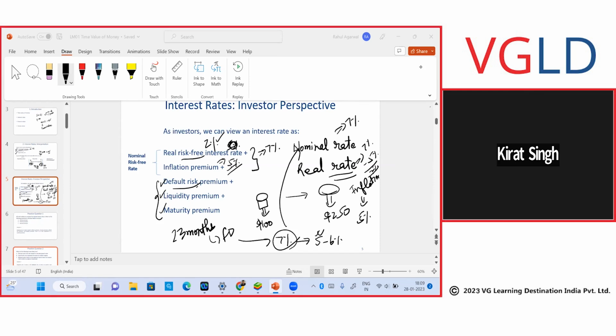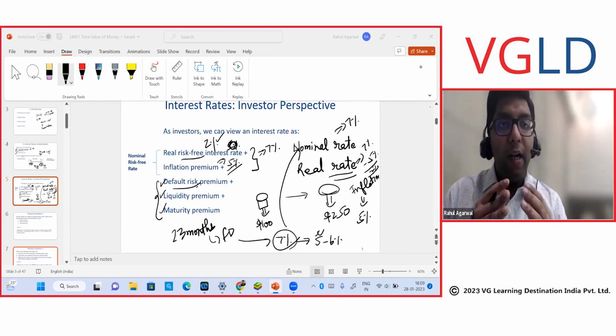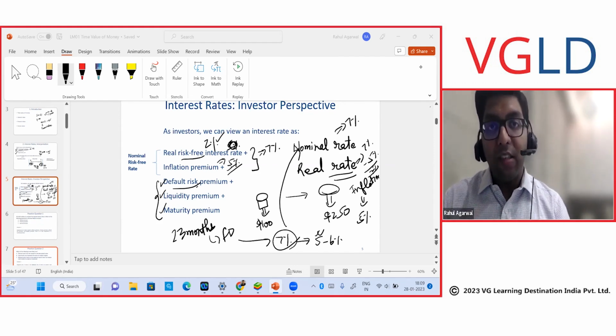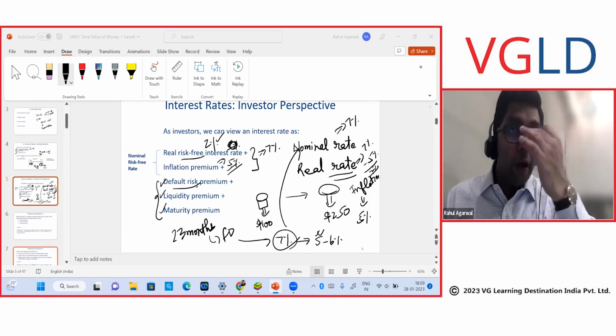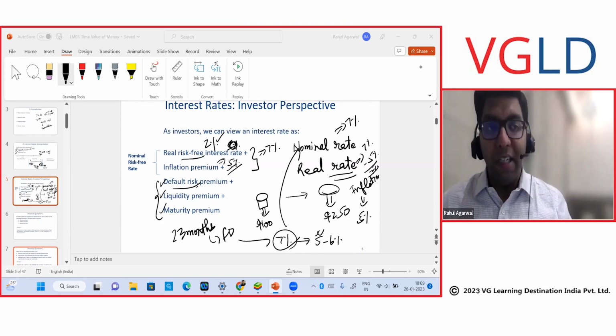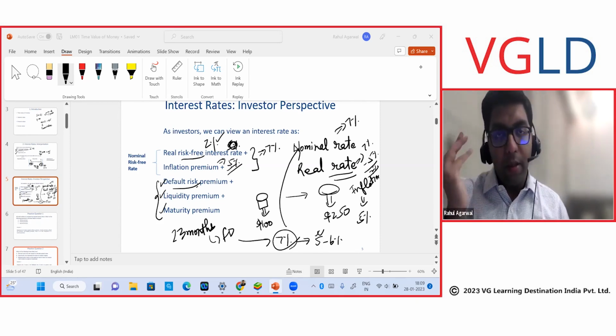Sir, can you please again explain the difference between liquidity and maturity premium? Liquidity means, suppose you are lending money to Larsen and Toubro. Larsen and Toubro is into infrastructure: roads, bridges, rails, whatever. They are usually going for longer term projects. Suppose in 5 years they are planning to build a road from maybe West Bengal to Uttar Pradesh.